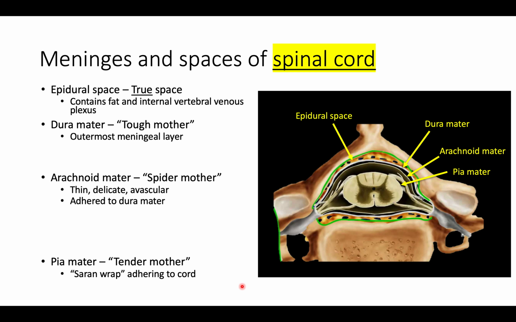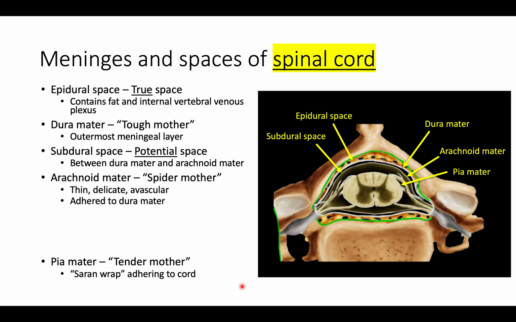So the first space that we come to is the epidural space, the space above the dura mater, and it contains fat and internal vertebral venous plexus, so therefore it is a true space. The next space is the subdural space. It's a potential space. There's nothing located there, so if something does accumulate, like blood or fluid, that may be a potential problem and put pressure on that spinal cord.